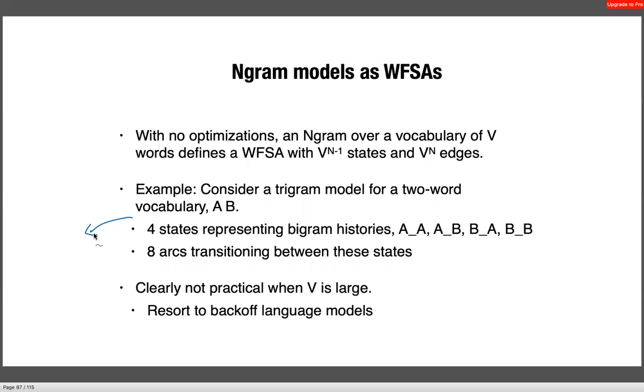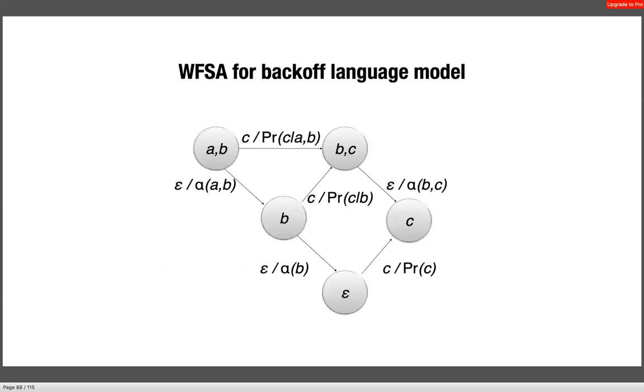Back-off language models are our friend here. When we don't actually have counts for all the trigrams, we don't really need to represent all of these states and edges. We can just resort to a back-off language model, and it would look something like this. Here you're in state AB, transitioning to state BC. This is for a trigram model. So the symbol you will be consuming is C, and the weight is the probability of C given AB. This is like in the previous example that we have seen.